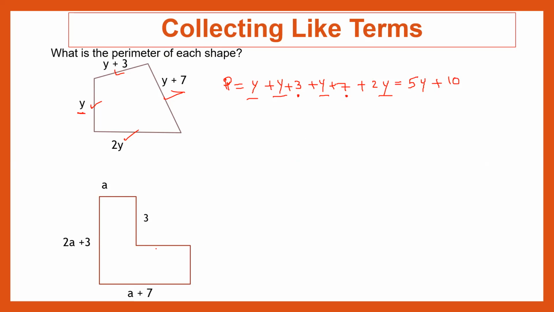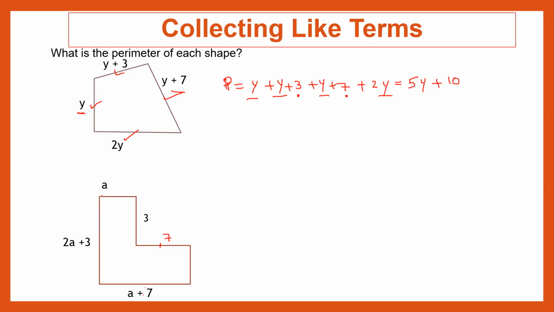What about the second shape here? Now I have the length of this side, which is a. This side, which is parallel to it, is a plus 7. Can that help me to find this missing part? Well, if this is a and this is a plus 7, this must be 7.